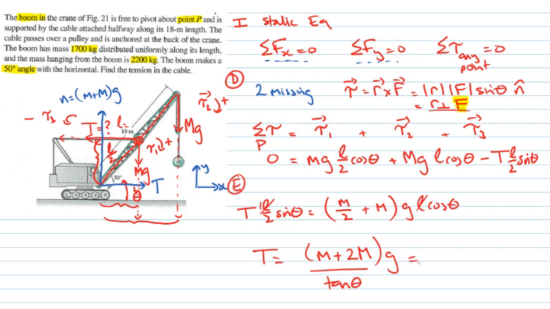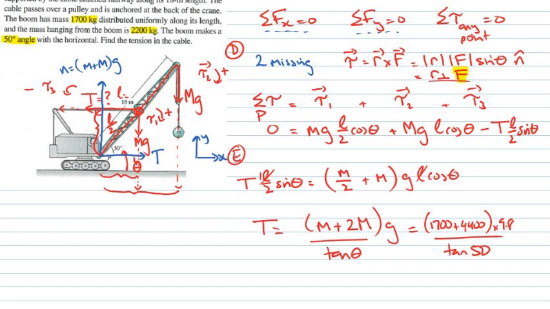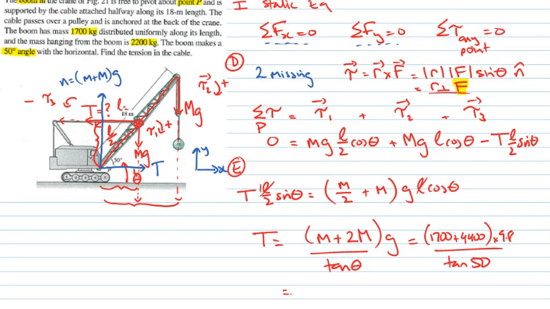Alrighty, so we've got an algebraic expression for the tension. We can numerically find out what's going on here by putting the numbers in. So the small mass was the mass of the boom, 1700 kilograms. The big mass was the mass of the ball at the end, so it's 2200, but it's multiplied by 2, so 4400, multiplied by 9.8, divided by tan 10 degrees. And if we pop those numbers in, we end up with the tension equal to 50,161 newtons. Well, let's call that 50 kilonewtons.